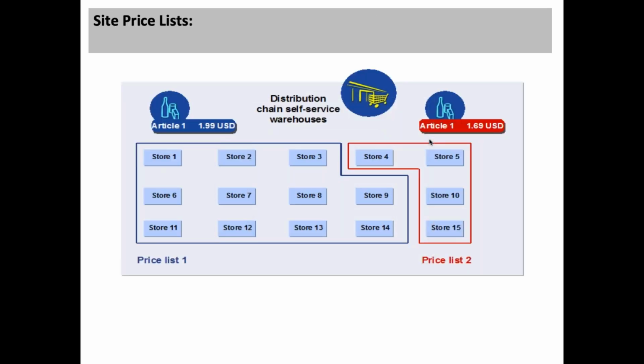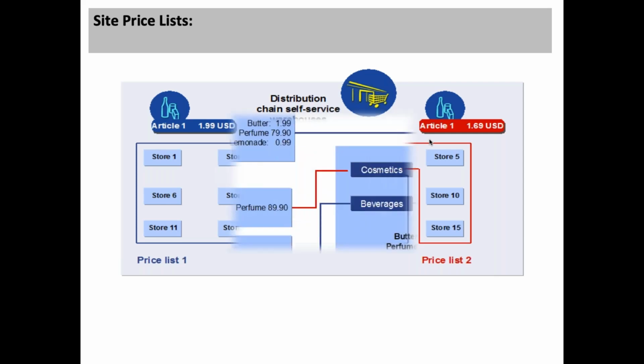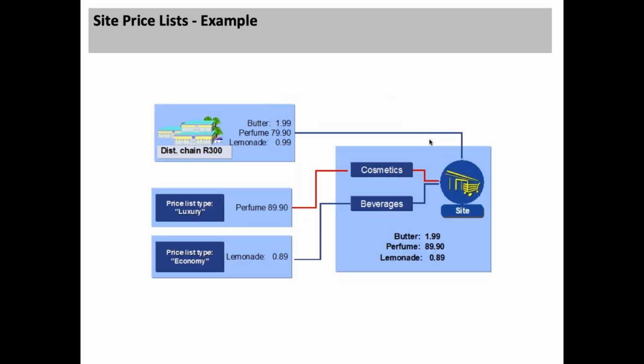So a site price list is something where you can group different sites into one group, and you can set a common retail price for that group of stores. Okay, this is the site price list example.